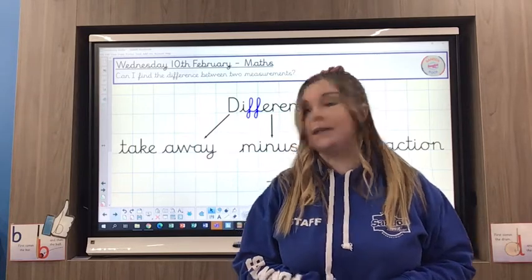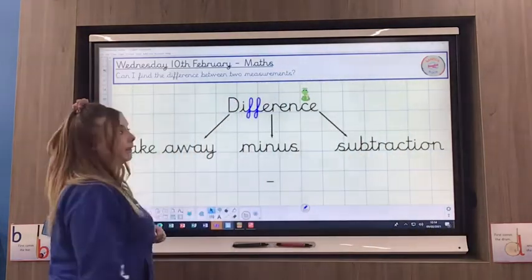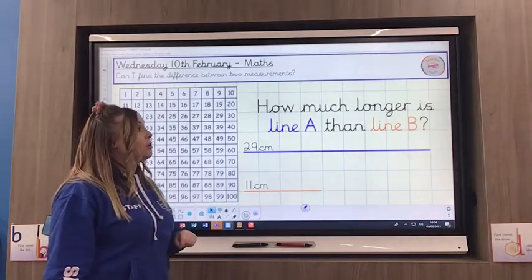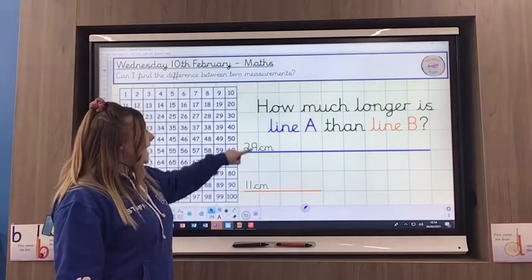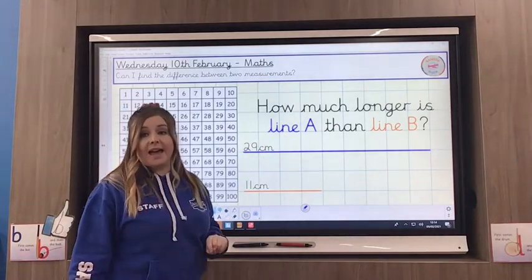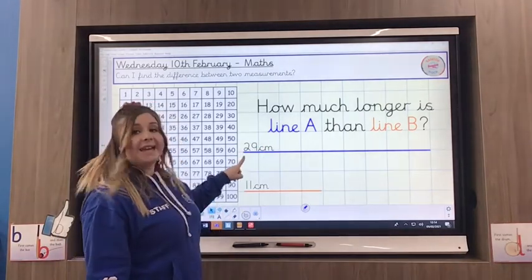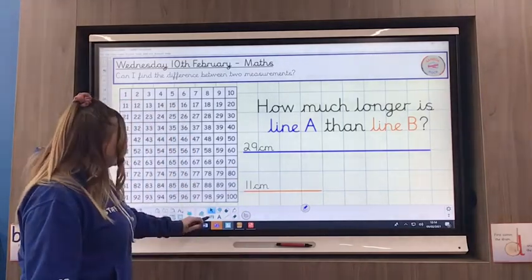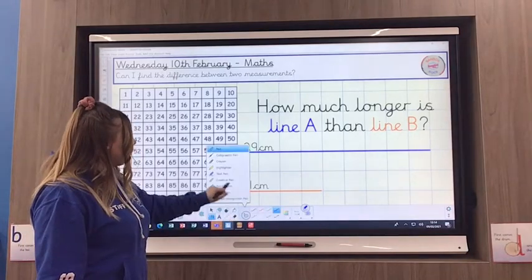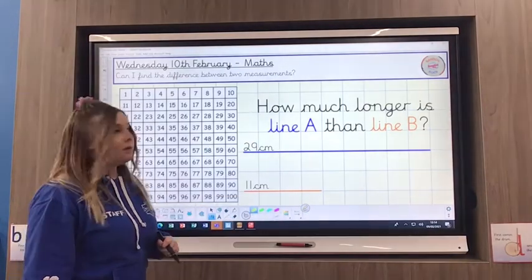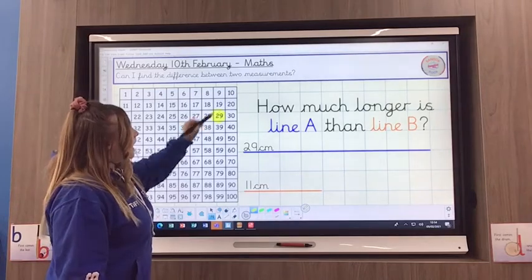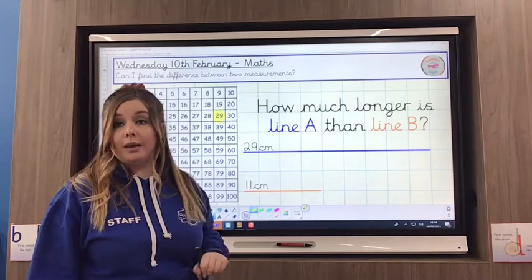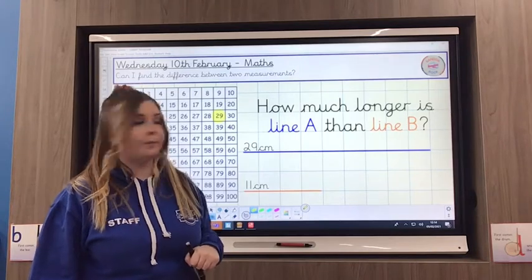Let's have a little practice together. So here I've got two lines. How much longer is line A, my blue line, than line B? And I've told you that line A is 29 centimetres. So what I'm going to do is highlight 29 on my 100 square. And don't worry if you've not got one at home, I'll send out a link so that you can get one on your tablet or phone.